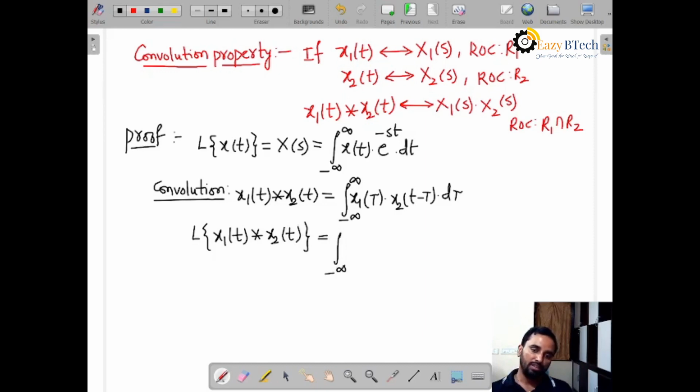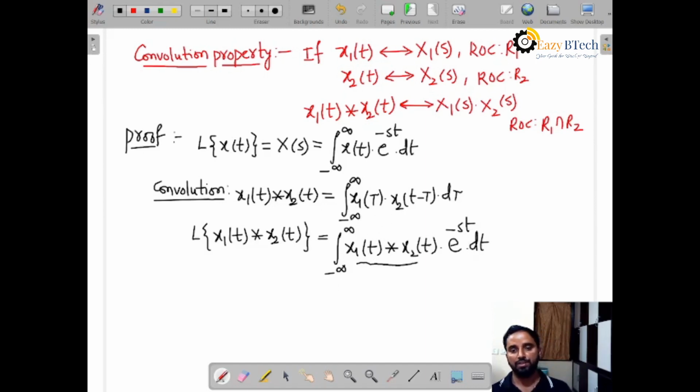So how to write Laplace of this x1 of t convolution x2 of t? The integral from minus infinity to plus infinity of x1 of t convolution x2 of t into e to the power minus st dt, as like the Laplace formula we are writing. Here the convolution meaning is already available, so that meaning I am going to take.